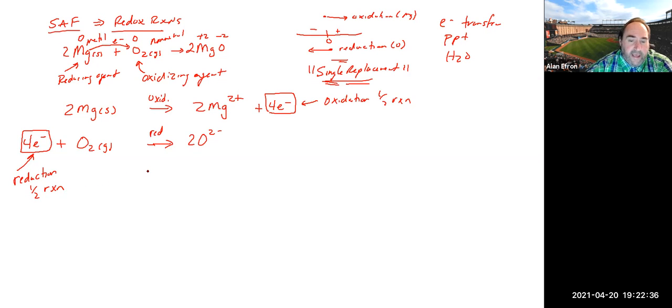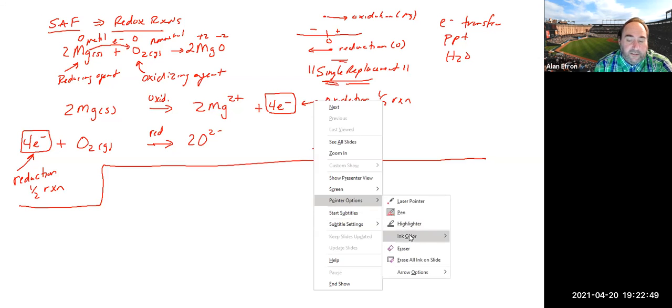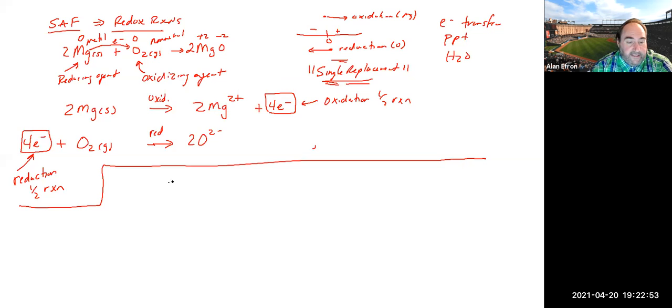Now, when we have these half reactions and we want to add them back together, it's always important that the electrons are balanced. In this particular case, because I started with a balanced equation, I ended up with balanced electrons on both sides. So we do have, obviously, our oxidation half reaction and our reduction half reaction.